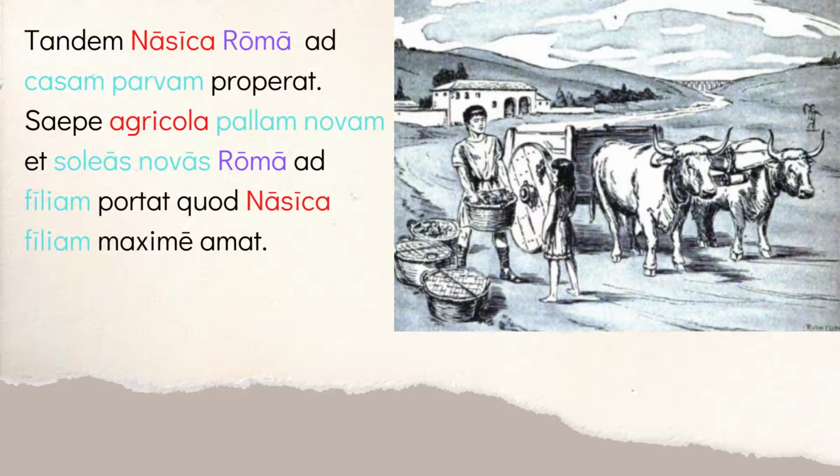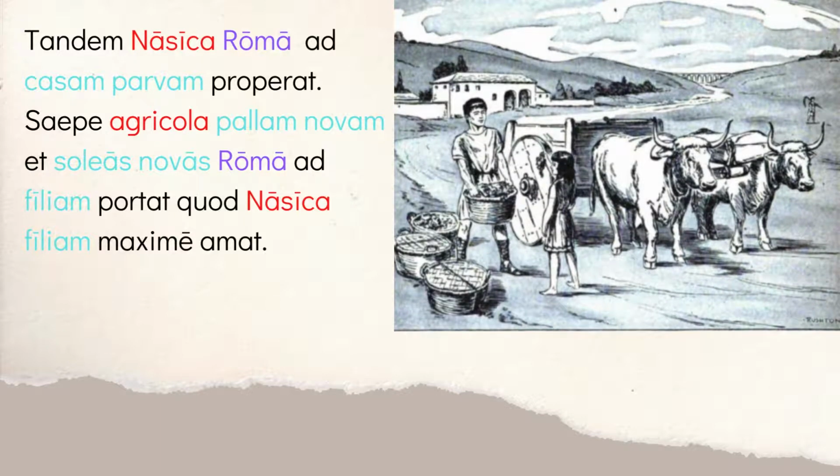You have tandem Nasica Roma ad casam parvam properat. So finally, or at last, meaning after all this is done, Nasica, right, the farmer that we've been talking about, he hastens, properat, right? So he kind of hastens from Rome, away from Rome. This is the ablative without a preposition, right? You're talking about a town, you're trying to show a place from which, right? So he's going from Rome. So you translate this and say, he hastens from Rome ad casam parvam, to his small house or cottage, okay? And the word his is kind of implied here, okay? So after he's done with everything, he leaves.